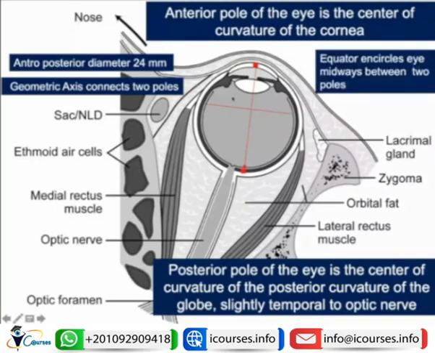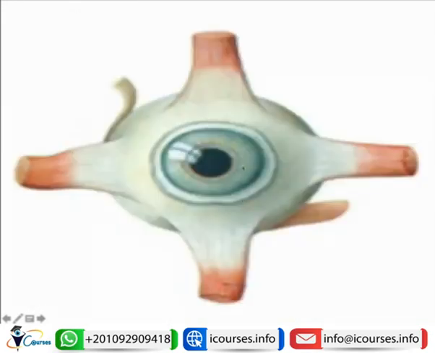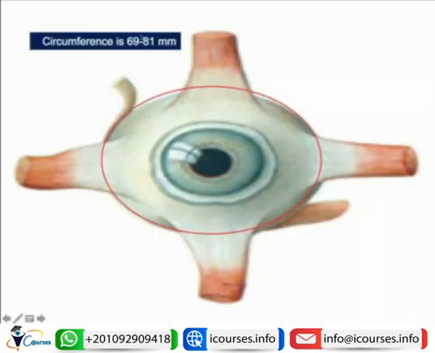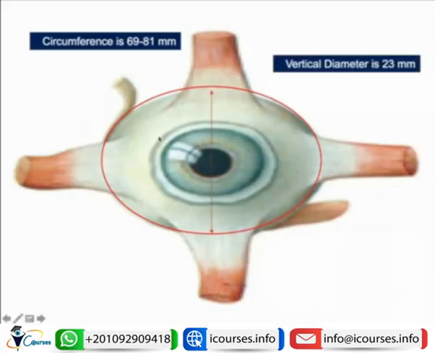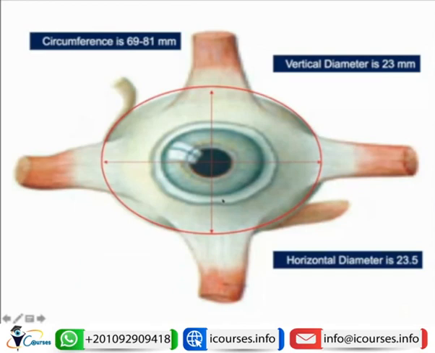If there is a horizontal line that will cut this axial length in the middle, then this line will be called the equator. So this is the equator of the eye, which is the line bisecting the axial length. Other important data are the circumference of the eye, which is about 69 to 81 millimeters. We have the vertical diameter, which is about 23 millimeters, and the horizontal diameter, which is 23.5 millimeters.